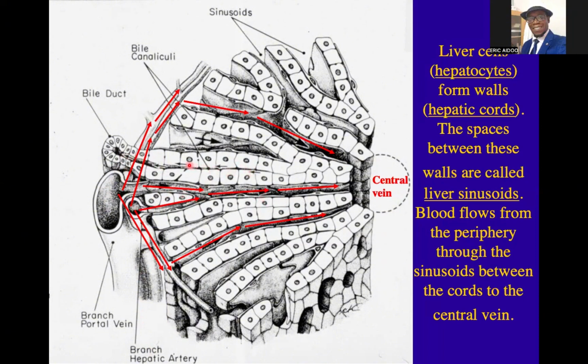So these are bile canaliculi. You will see what they are very soon. Those are the sinusoids that will collect the blood towards the central vein. These are all sinusoids. So the spaces between these walls are called the liver sinusoids. Blood flows from the periphery through the sinusoid between the cords to the central vein.